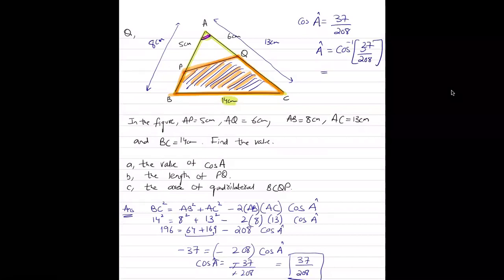Cos inverse of 37 upon 208. It's coming out to be 79.8. Okay, let me just confirm that. Cos inverse of 37 divided by 208, 79.75, right? Yes. So this is our angle A.